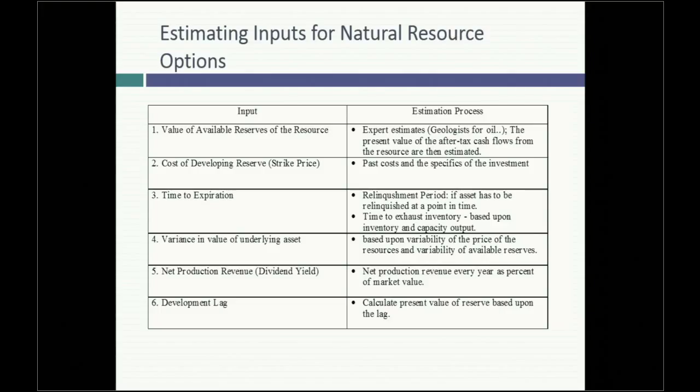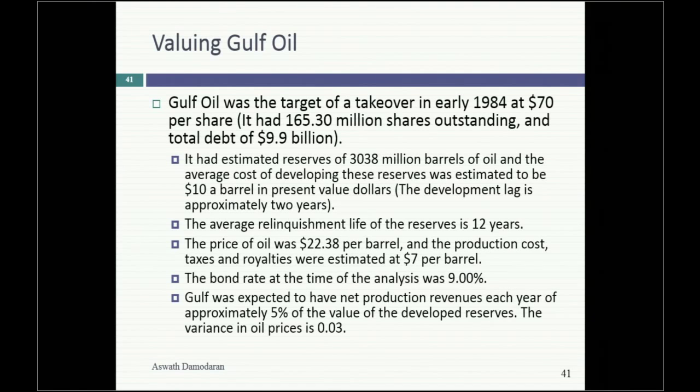If you look at that cash flow you'd have made from developing the reserve, think of that as a dividend yield you're giving up by not exercising the option. So it's going to take the form of the Y, the dividend yield in the model. So that's a setup. Let's take an example.